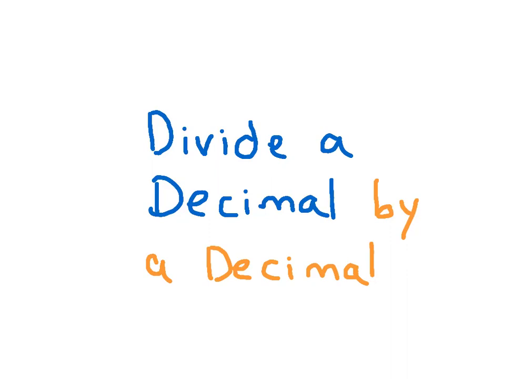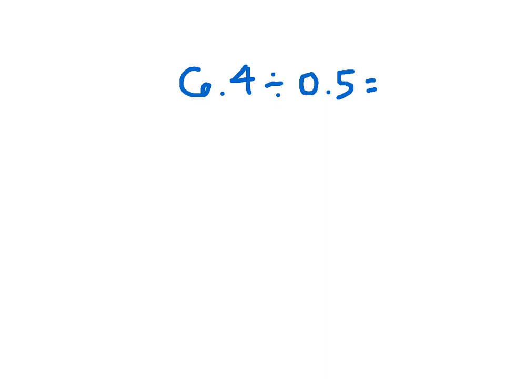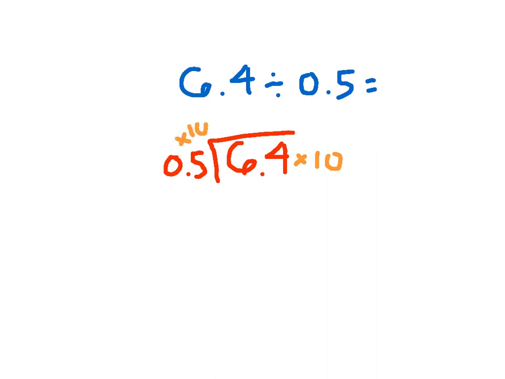Let's learn how to divide a decimal by a decimal. As you see in this problem, not only what we're dividing, but what we're dividing by, both are decimal numbers. In order to solve this, we're going to multiply both the divisor and what we're dividing, the dividend, by the same power of 10. In this case, 10 to the first power, because there's only one decimal place within our divisor. So 0.5 times 10 and 6.4 times 10.